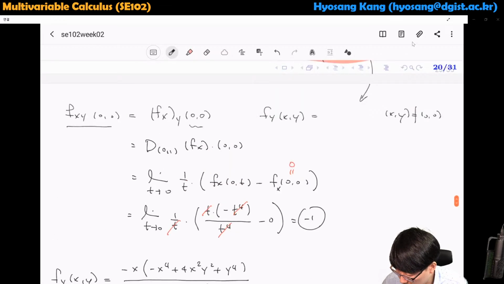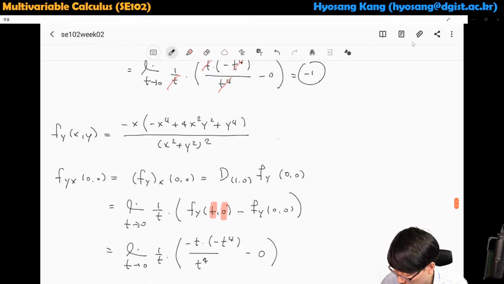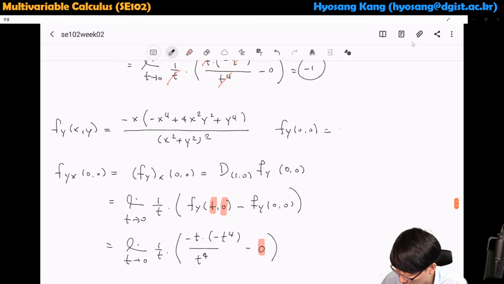Did I compute dy? Oh, I didn't actually compute the fy 0, 0. So sorry, I need more computation, more calculation for this part. So fy 0, 0 is nothing but the 0, 1 directional derivative of f at 0, 0. So this is the limit as t goes to 0 of 1 over t times f of 0, t minus f of 0, 0.